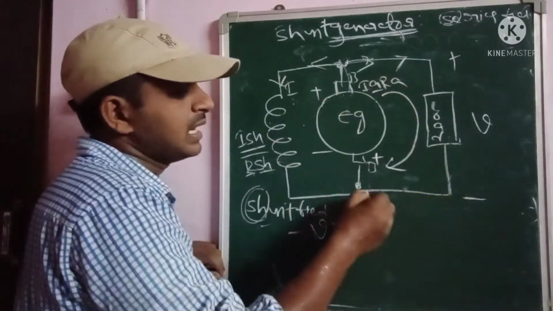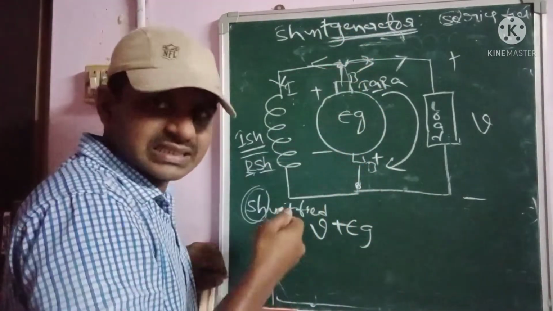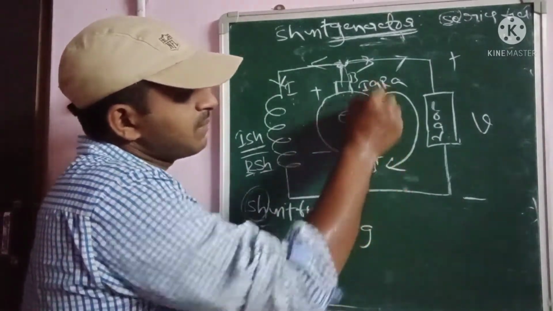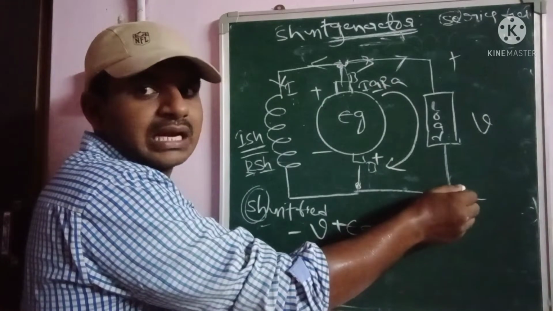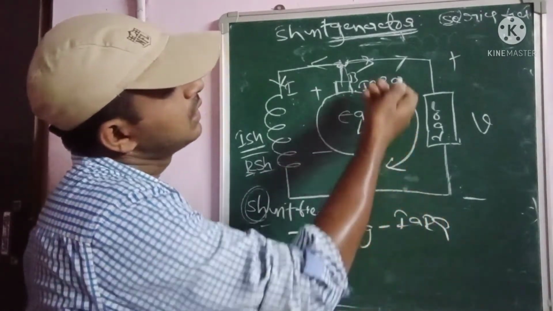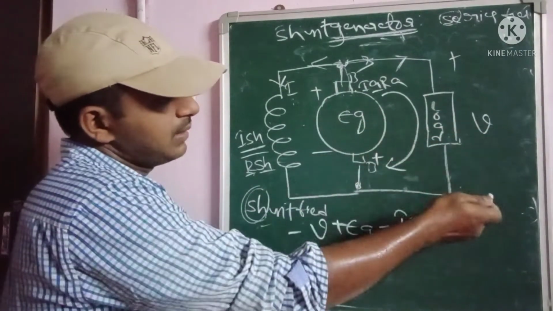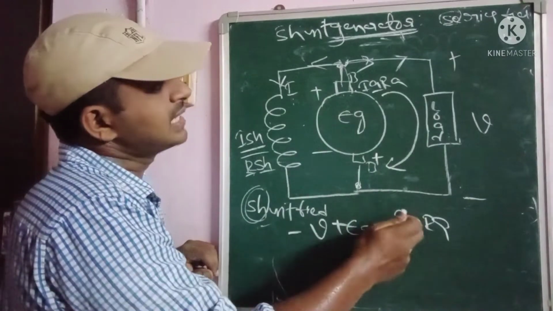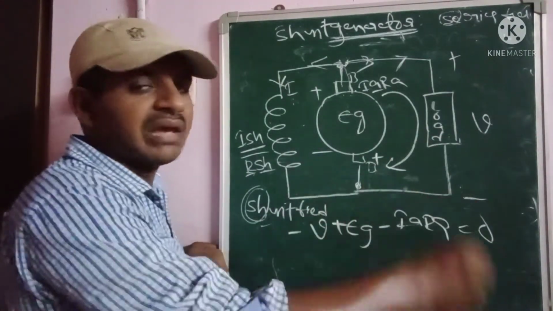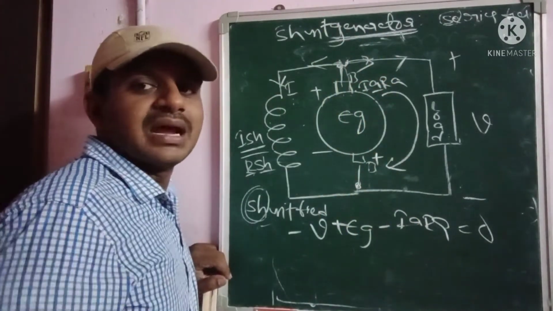The armature is given as plus and minus, because the current will be entering from this direction, same as in the previous series generator. So this is entering plus and minus, taken to the second terminal, that's why it is taken as minus IA into RA. Nothing else is there here. Only minus V plus Eg minus IA RA is equal to 0. This is the KVL equation for the DC shunt generator.